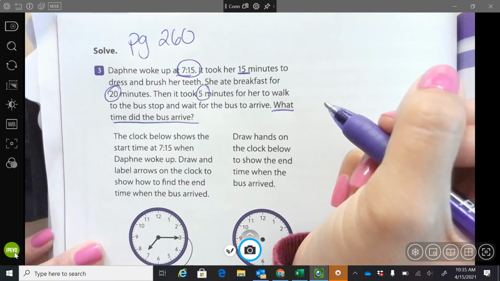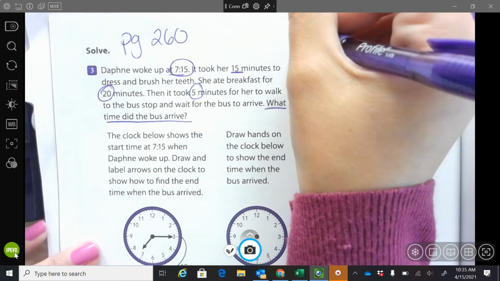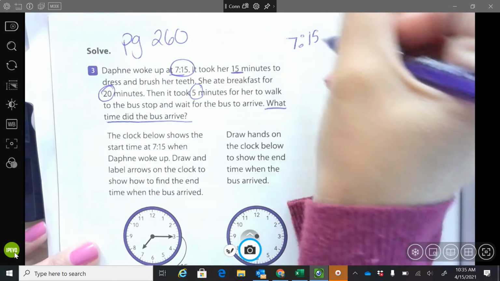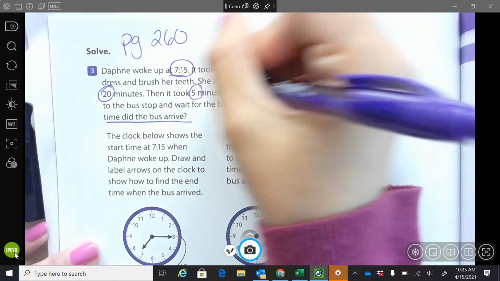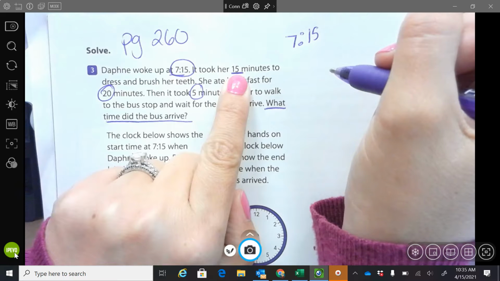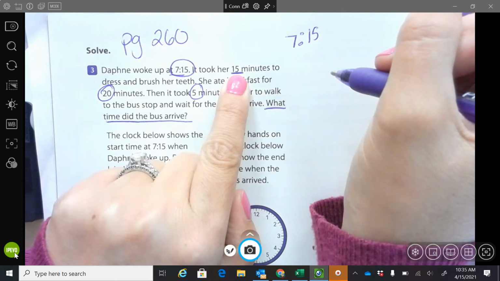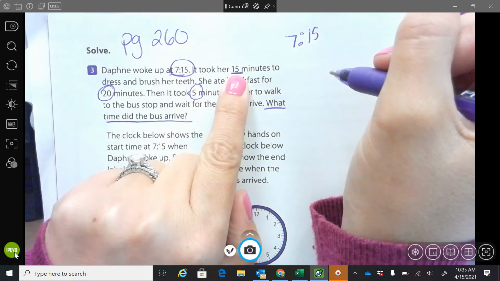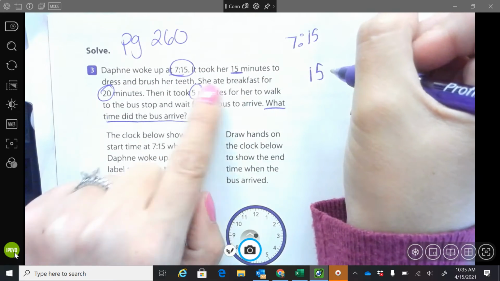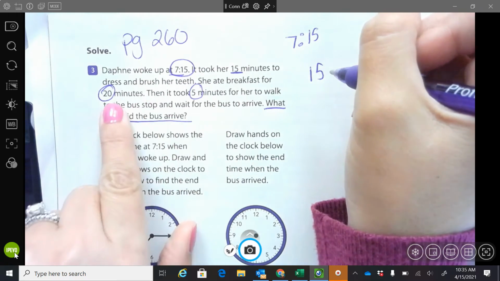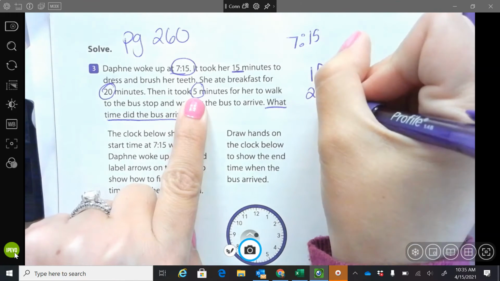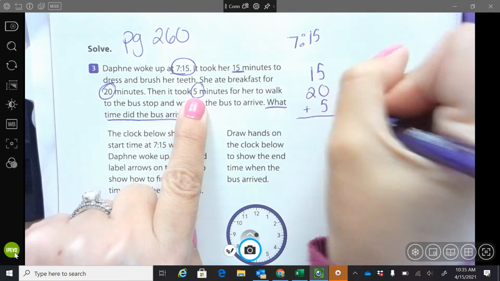So the question's asking us what time the bus arrived. She woke up at what time? 7:15. So what we're going to do is add up all of the different things that she did. What did she do first? Got dressed and brushed her teeth in 15 minutes. Okay, so that took her 15 minutes. Then she ate breakfast in 20 minutes. Okay, and then she waited 5 minutes for her bus to arrive. Okay, so we're going to add up all of these.